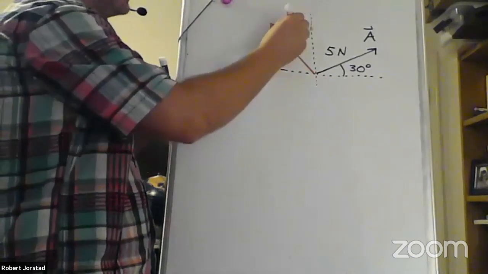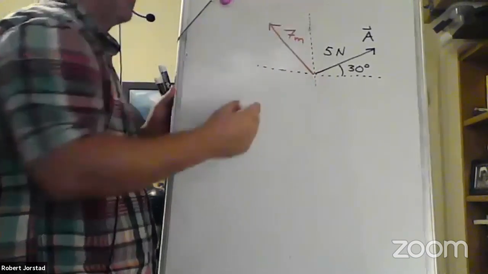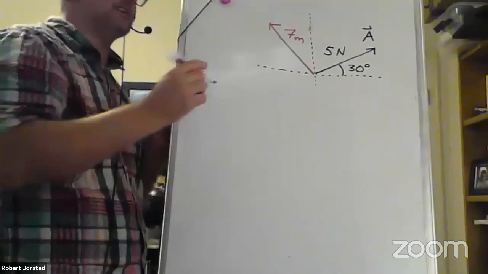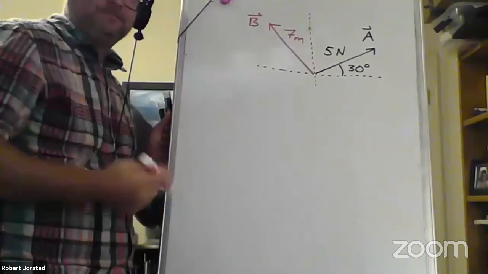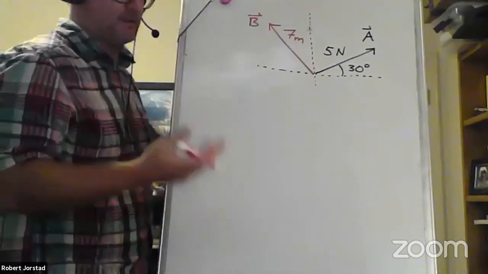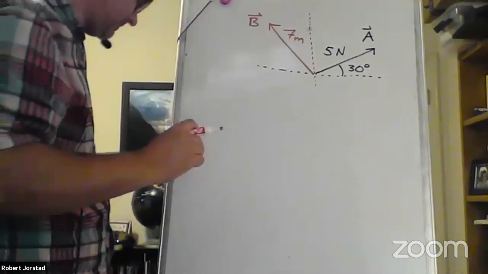And let's say this is 7 meters. For some reason, it has different units, whatever, it doesn't matter. This is vector B. So these are 2 vectors. They have different units. It doesn't matter.